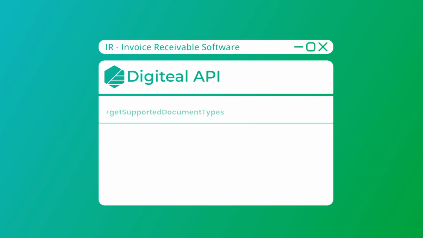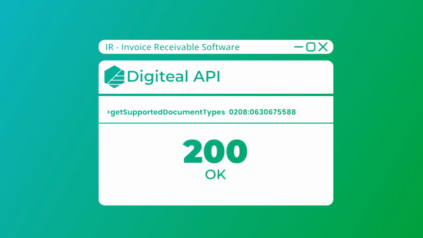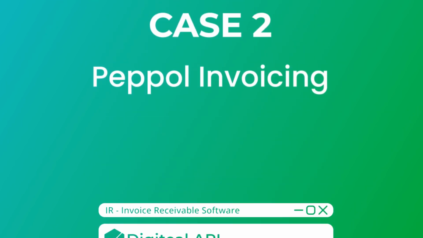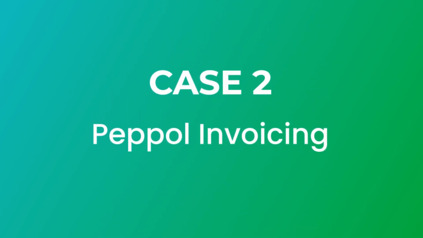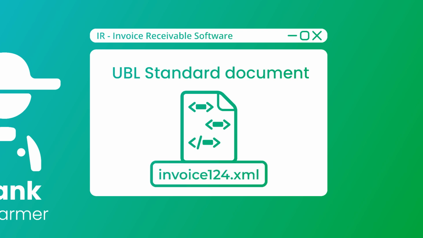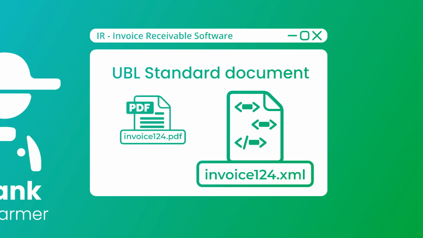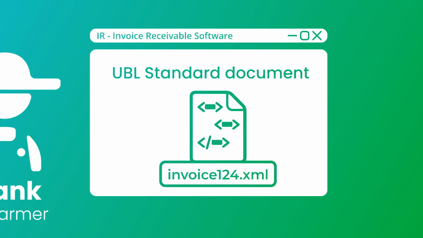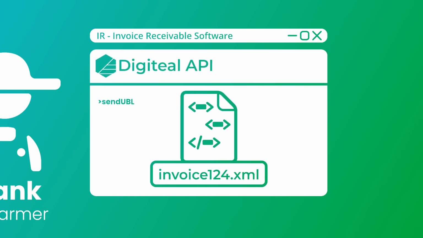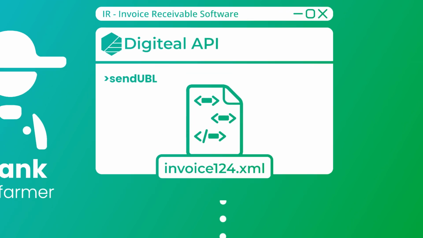In the happy case, the call to get supported document types is not a 404 not found, but a 200 OK, which confirms that Bob can receive invoices through Peppol. This leads to the Peppol invoicing case. Frank's IR software creates a UBL standard document for invoice 124. This document is an XML that contains all the invoice data in a structured way. It is advised that it will also contain the PDF representation of the invoice in case a human would need to see it. Frank's IR software then sends it to the Digiteal access point by calling the sendUBL endpoint.